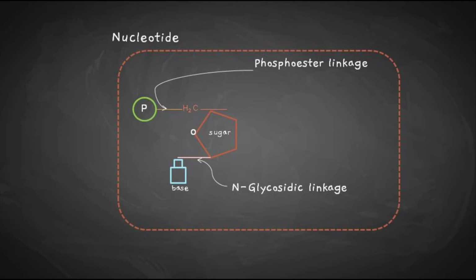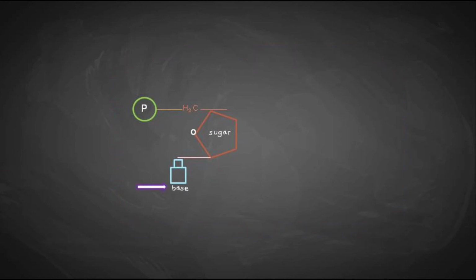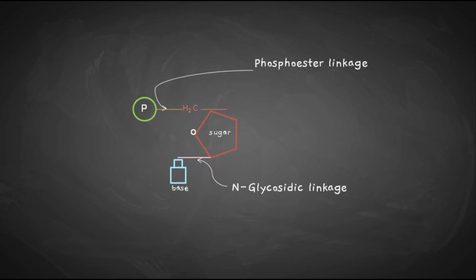Now, when a phosphate group is linked to the 5' end of the sugar through a phosphoester linkage, a nucleotide is formed. Let us have a look at the linkage formed once again. The base is linked to the 1' carbon of the sugar through an N-glycosidic linkage, and the phosphate is linked to the 5' position through a phosphoester linkage.